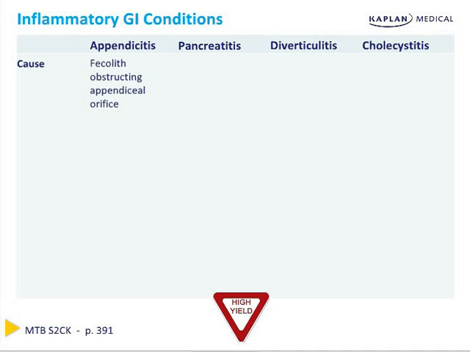With appendicitis, a fecalith, which in effect is just a compact nugget of stool, gets stuck in the opening of the appendix sac, which leads to inflammation of the appendix.